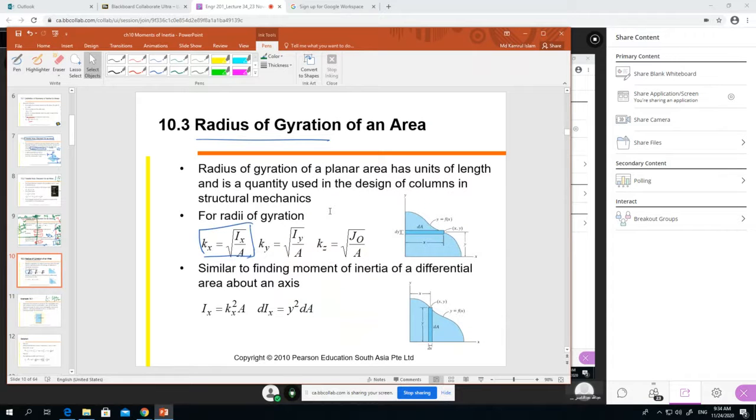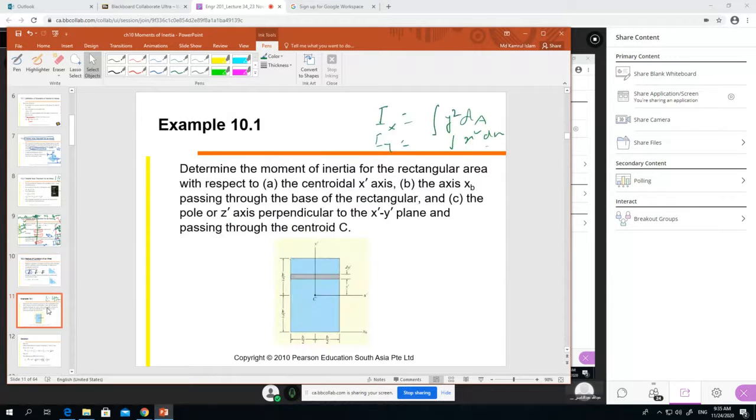Now, there is a specific formula for each shape. Like for a triangle, there is a formula. For a rectangle, there is a formula. For a circle, there is a formula. So here I will just show you one example of how this formula is derived, right?